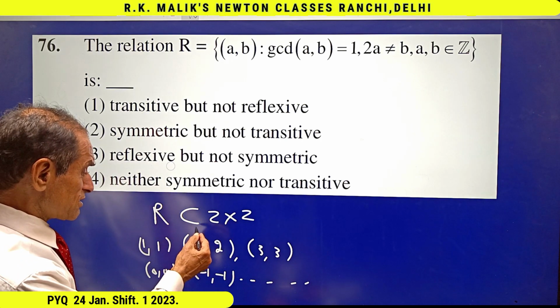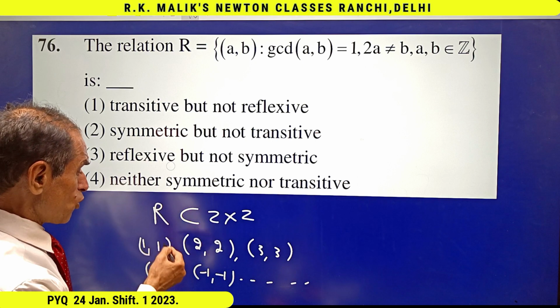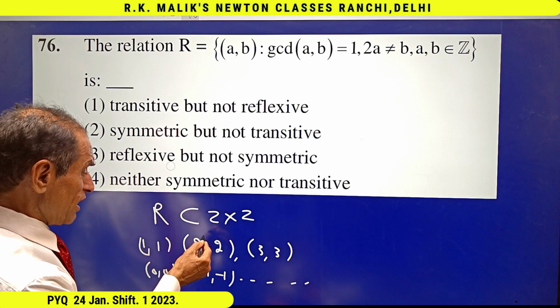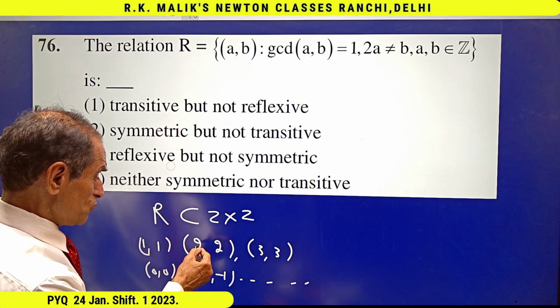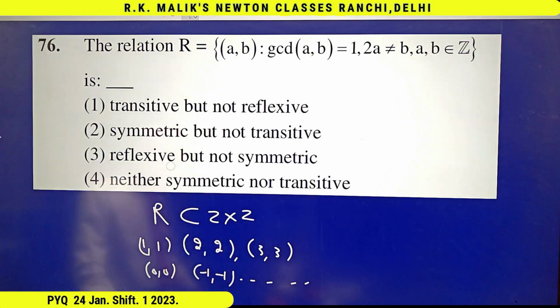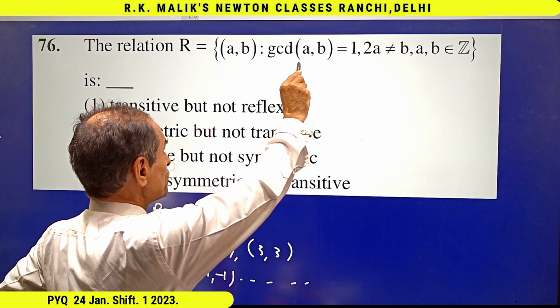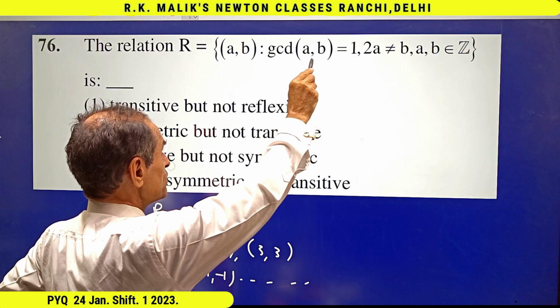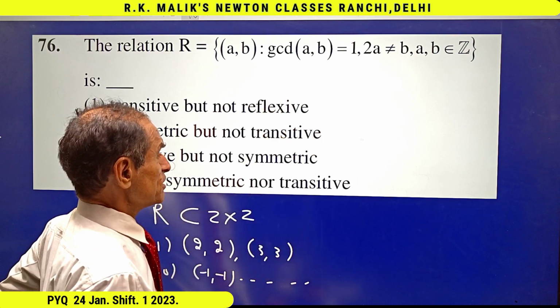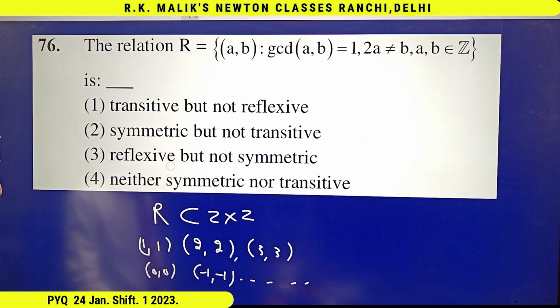Clearly, for example (2,2) does not belong to R because HCF of 2 and 2 is 2, and in R only those ordered pairs are there for which HCF is 1. GCD or HCF is the same thing, you must be knowing it. Hence R is not reflexive.